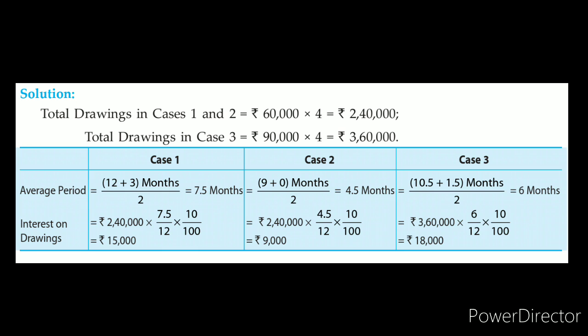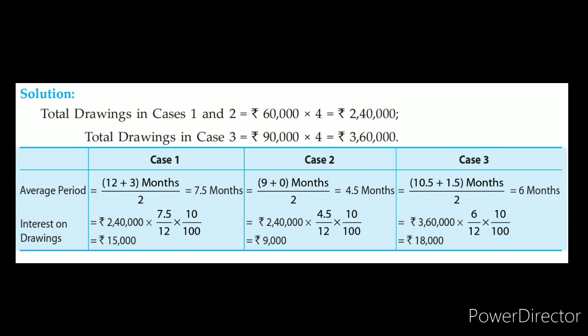And the second case, if he withdrew rupees 60,000 at the end of each quarter. End of each quarter, so in that sense 3 months are completely gone. That is the 90th day. 1 quarter completely gone. So 12 minus 3 is equal to 9 months. 9 plus 0 months, no remaining months, so 9 months only. 9 by 2 is equal to 4.5. So we will calculate only for 4.5 months for the end of each quarter.